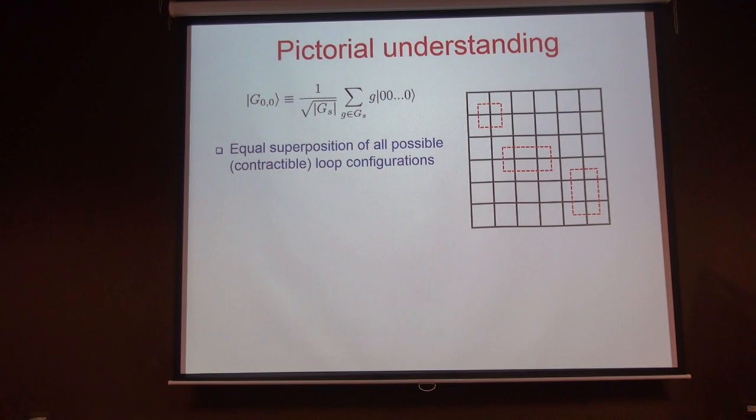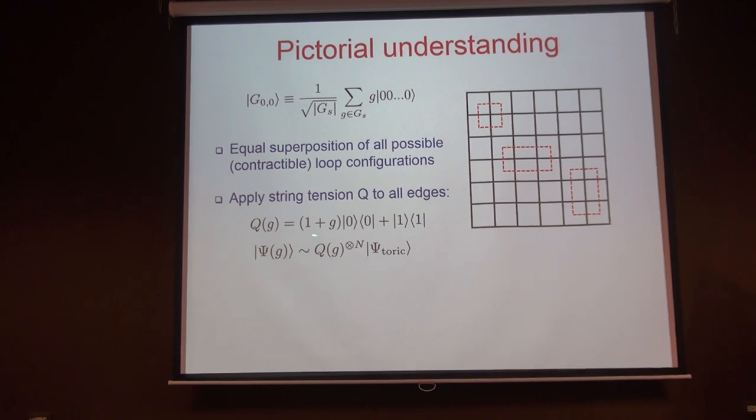Maybe I should give you this pictorial understanding. The ground state wave function is a product of these loop configurations. Applying this string tension parameterized by g, we frustrate large loops, because a larger loop has more spins, and this would get lower weight. The 0 would get larger weight. So the weight suppression is this constant raised to the parameter.